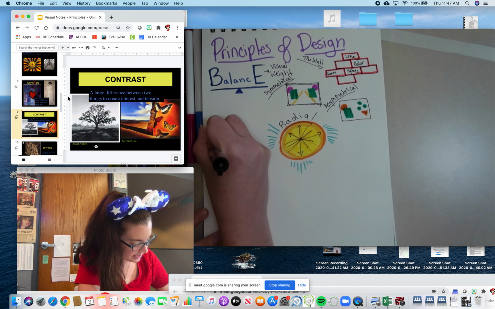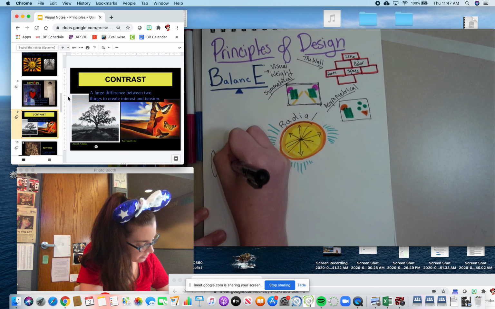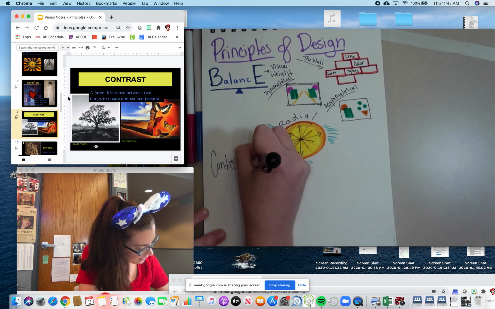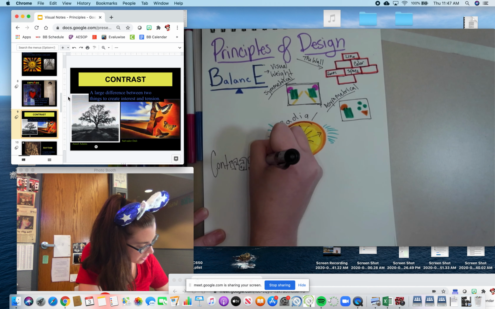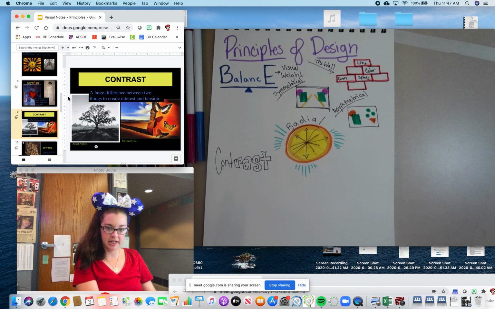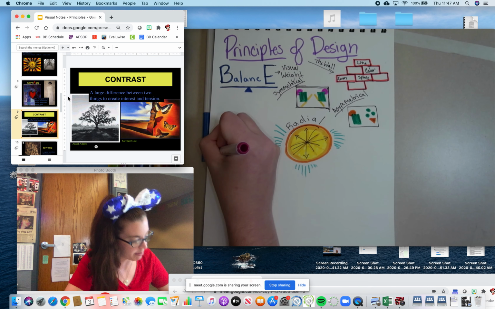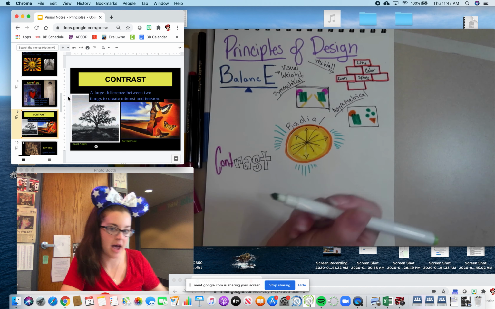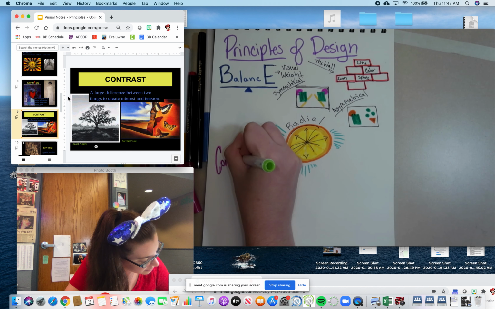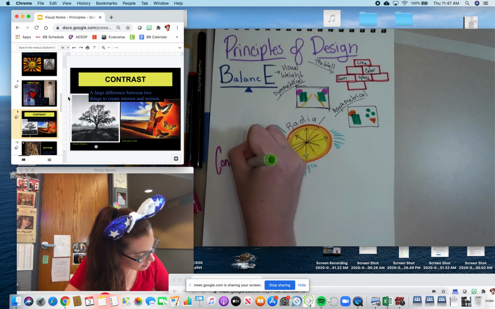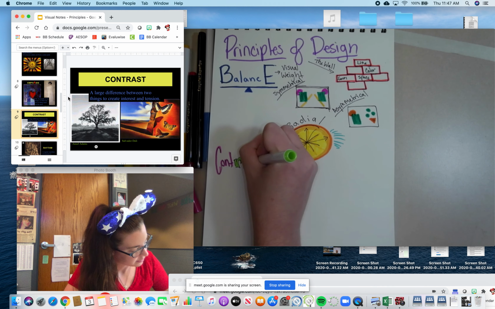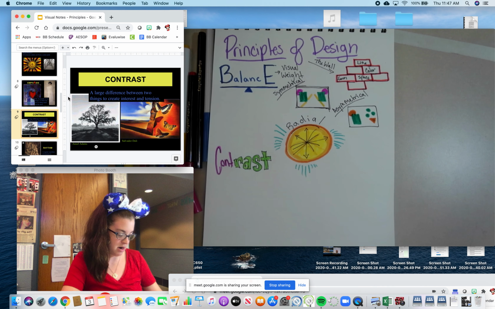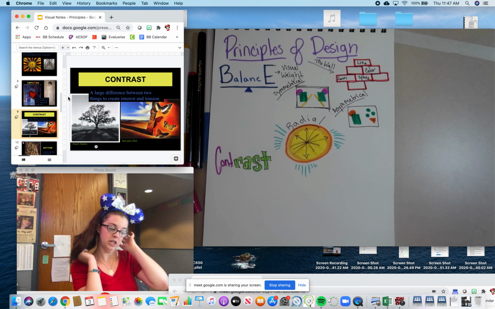So contrast is differences. So even the way that I write the word contrast, I'm going to make it different. So the first half of the word, tall, skinny letters, then I'm also going to make it hot pink. And the back half, fat bubble letters, then I'm going to make it green. This hot pink and this lime green are opposite colors. They have high contrast between each other.